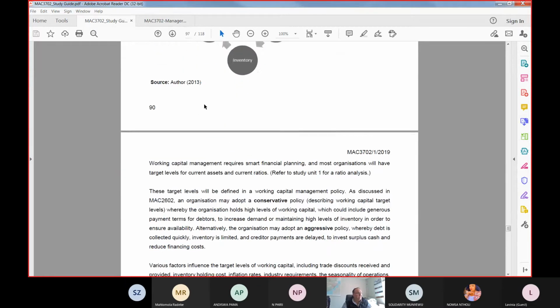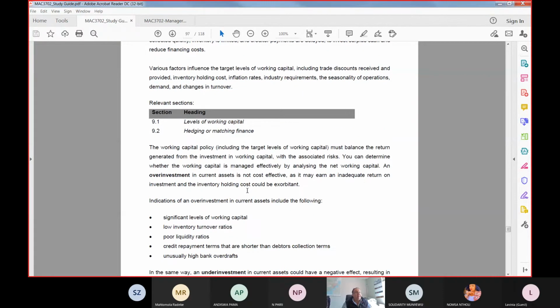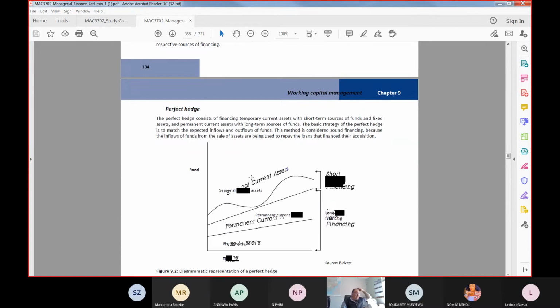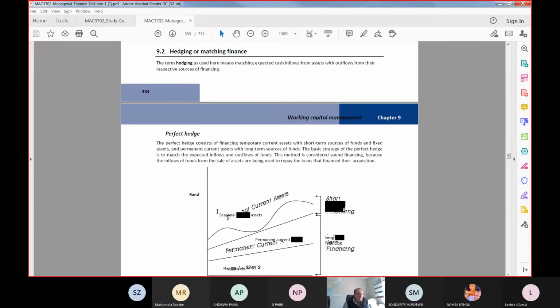Based on your study guides, hedging and matching financing. That is where we match the financing when it's low turnovers. So I'm looking at the permanent perfect hedging. That is when your permanent current assets are always maintained. That is this one here, your permanent current assets.